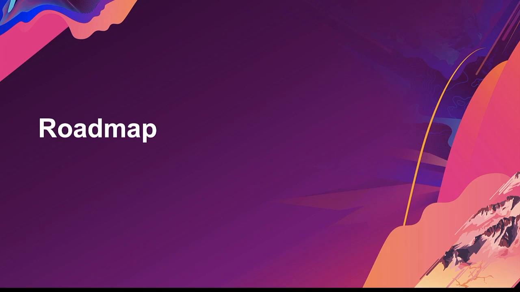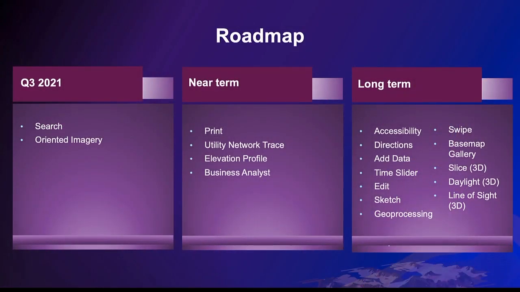Roadmap. In the third quarter, we plan to have the standalone search widget that can be placed anywhere on the map or on the page. The oriented imagery allows you to exploit street-side photos and 360 imagery in 2D and 3D. In the near term, we plan to have print, utility network trace, elevation profile, and business analyst. In the long term, only popular core widgets are listed here, and there are more to migrate.